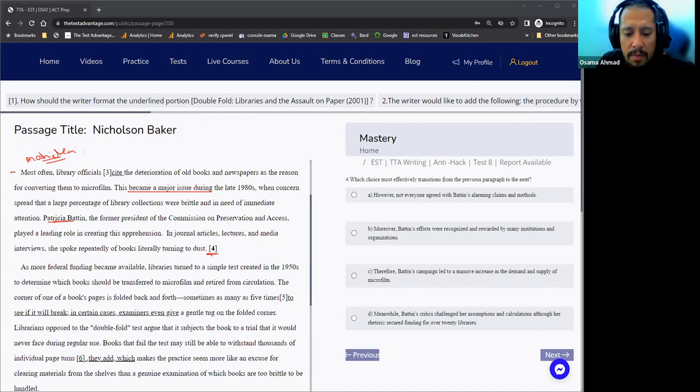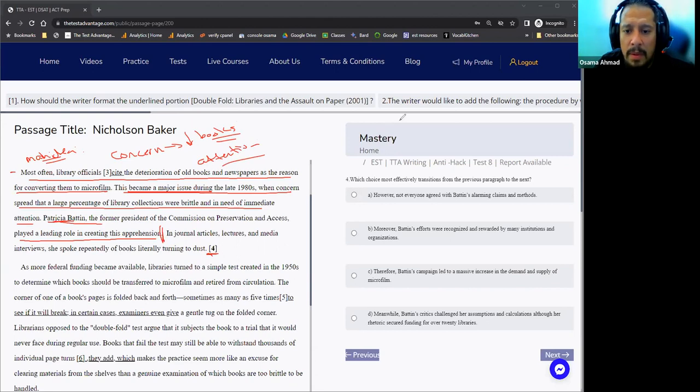We want to identify the main idea, right? Most often, library officials cite the deterioration of old books and newspapers as the reason for converting them to microfilm, right? This became a major issue during the 1980s when concern spread that a large percentage of library collections were brittle and in need of immediate attention. Patricia Batten played the leading role in creating this apprehension, right? So there was concern, right, that the decrease of books for libraries عشان بقى قديم needs attention, right? لازم نركز عليها. طيب تمام.